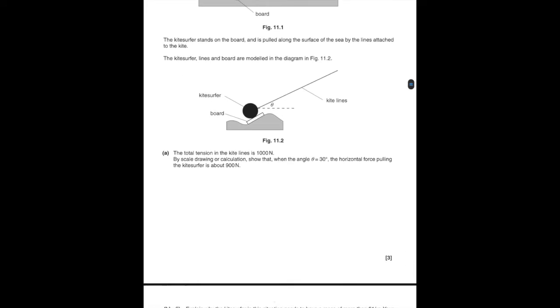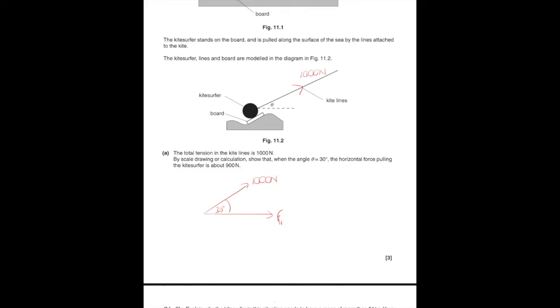Total tension in the kite lines is 1,000 newtons, okay? So we know that in here we've got 1,000 newtons. By scale drawing or calculation, show that when the angle theta is 30 degrees, the horizontal force pulling is about 900. So what we're saying is we're after this force here, this horizontal, F_H, when we know that we've got 1,000 at an angle of 30 degrees.